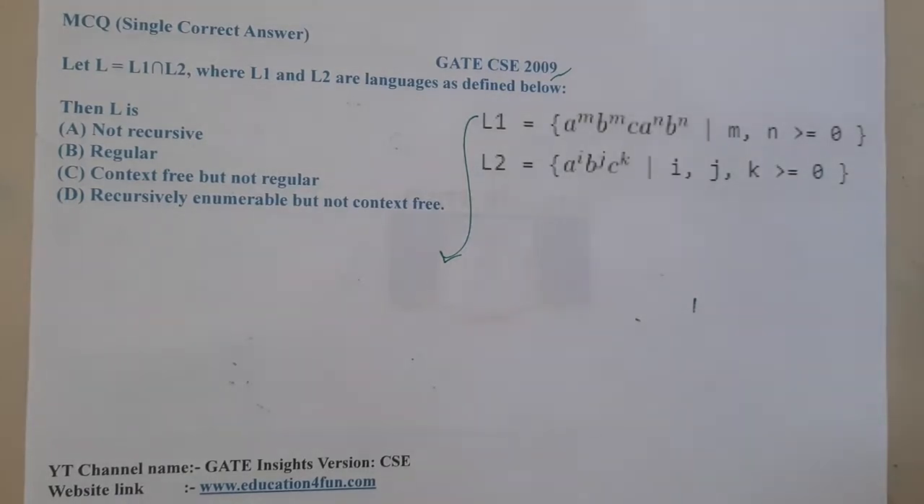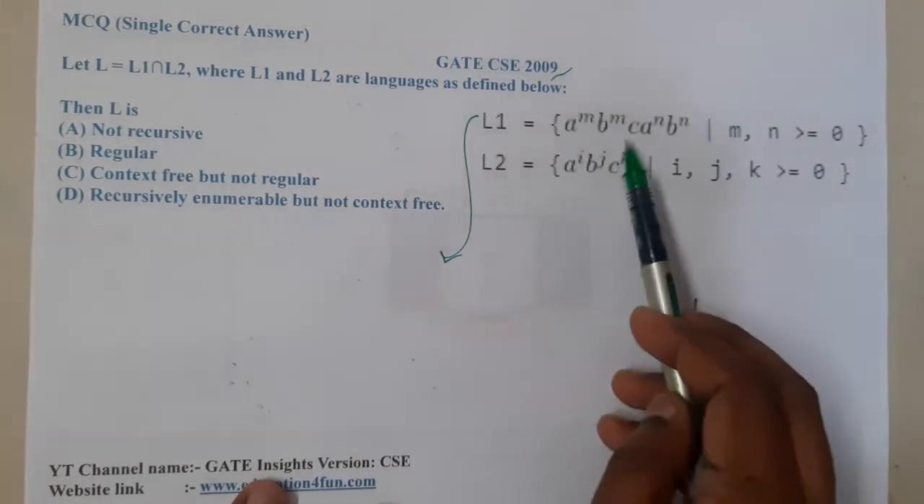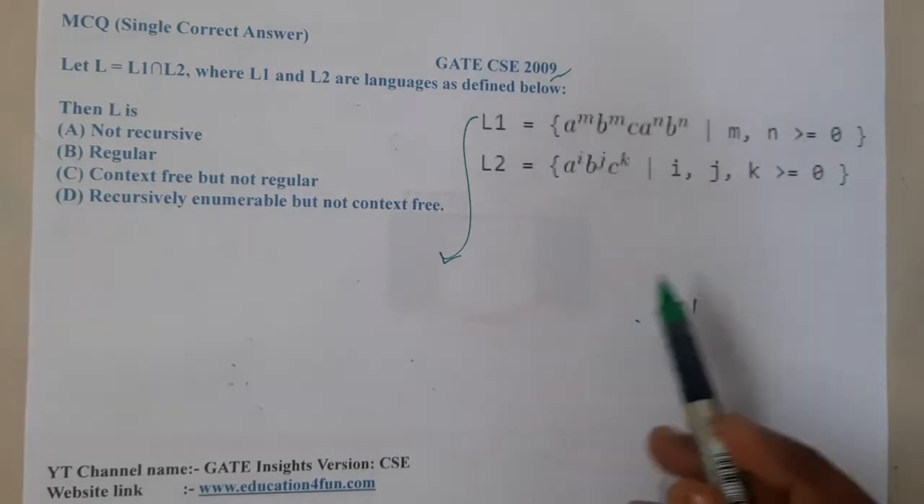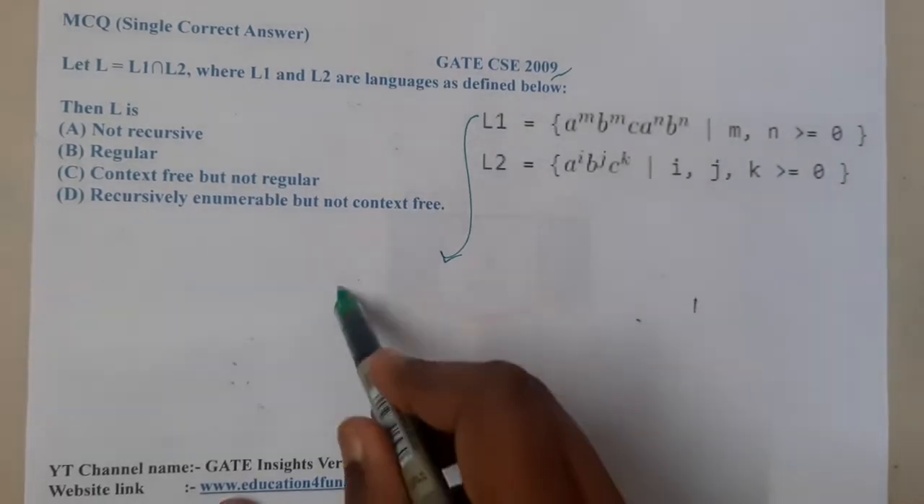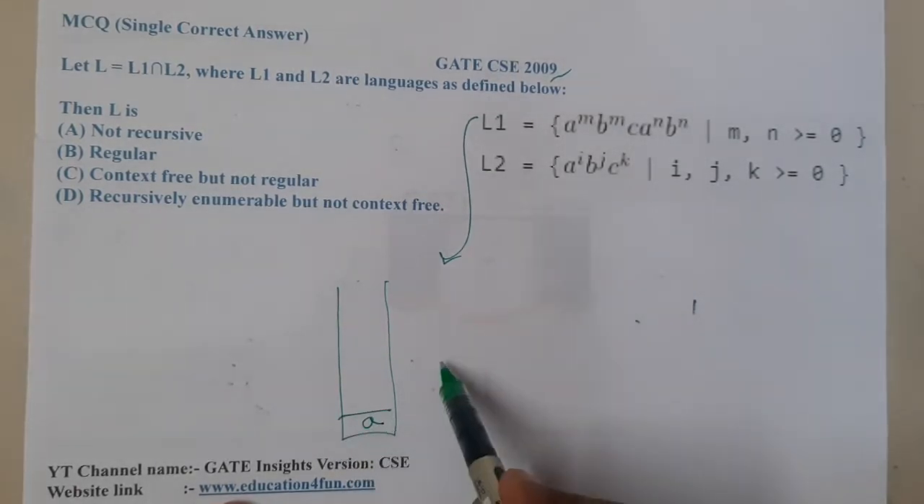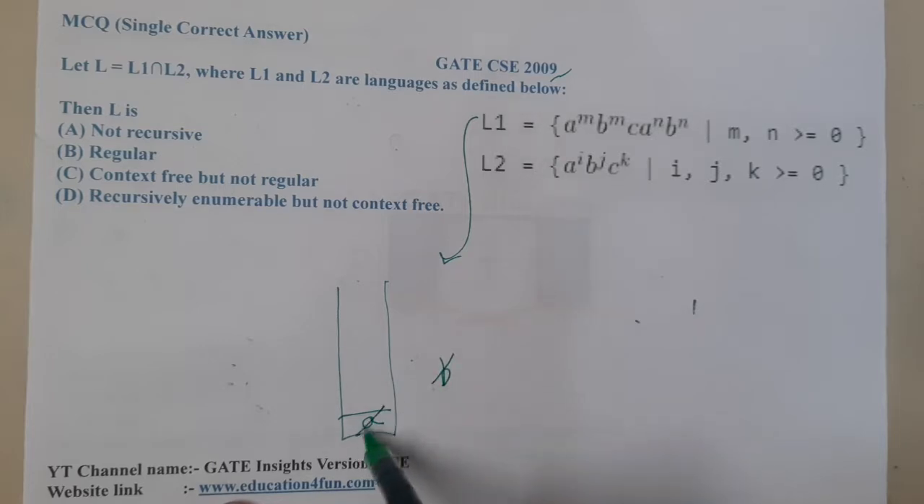Here we are trying to check a^n b^n c a^m b^m. Basically there is a proper matching being done, so I think for this we need a pushdown automata for sure. If we push a^n, first I will push all the A's, then I will pop each A for B. So this part will be done.